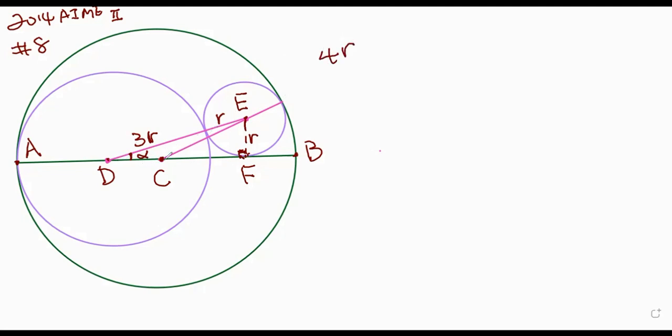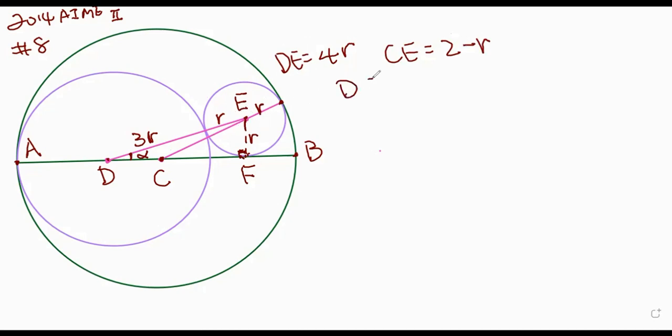And what's CE? We connect C to E and then extend it. This is the tangent point of circle E and circle C. The radius of circle C is 2, so we just subtract the small circle E radius: 2 minus R. Then we get CE.